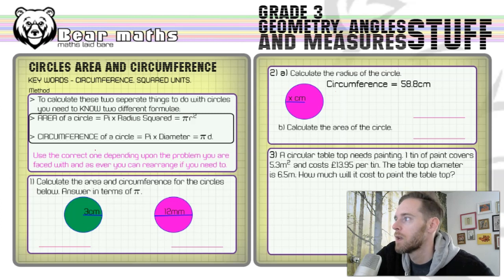Special word for it. So the method states to calculate these two separate things to do with circles, you will need to know two different formulas. The area of a circle is pi multiplied by the radius squared, and the circumference of a circle is pi multiplied by the diameter.